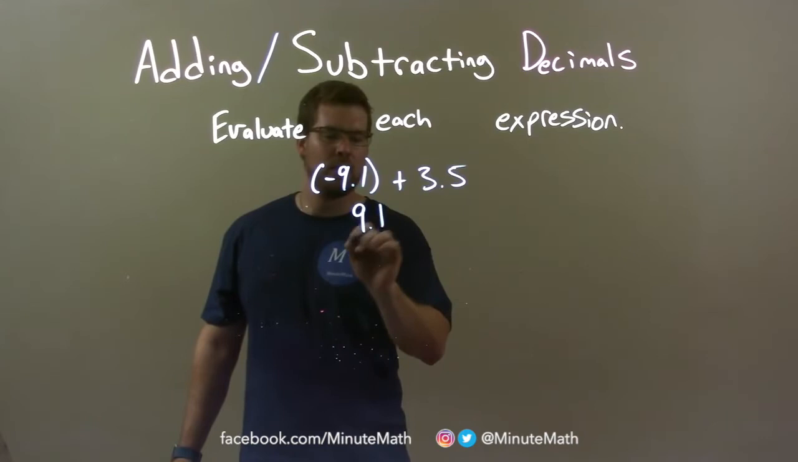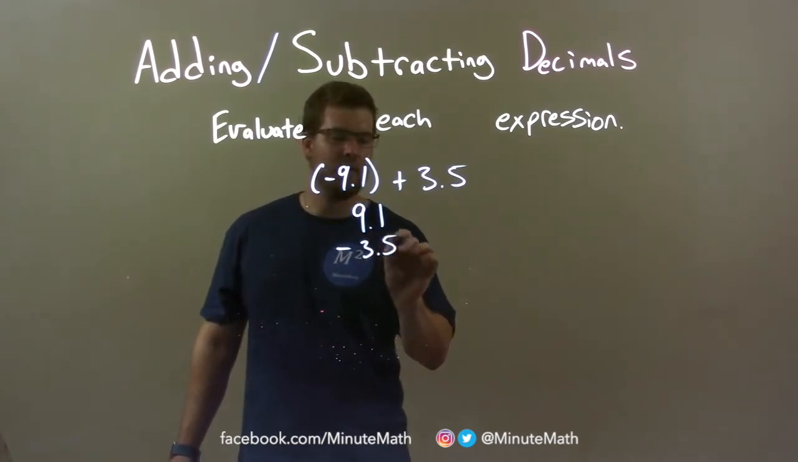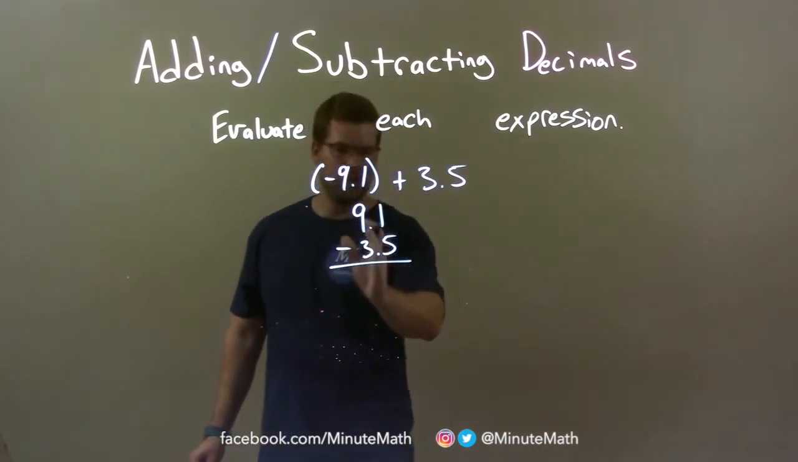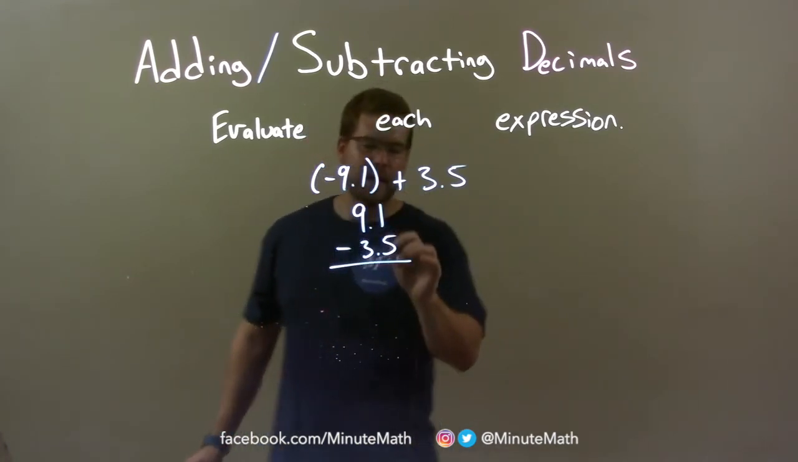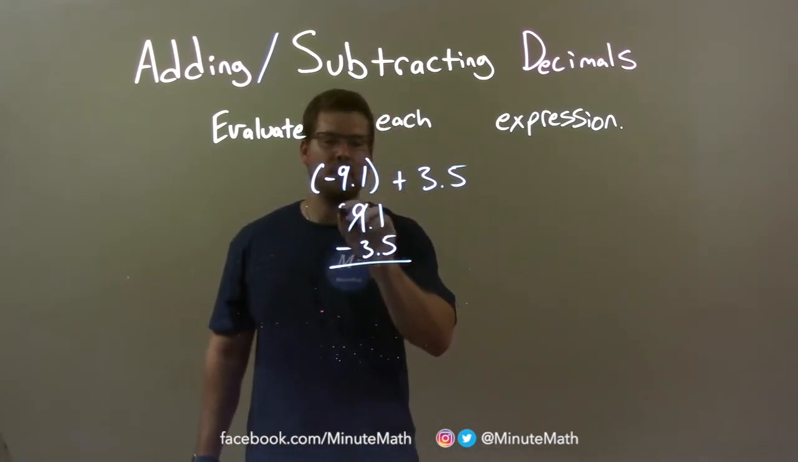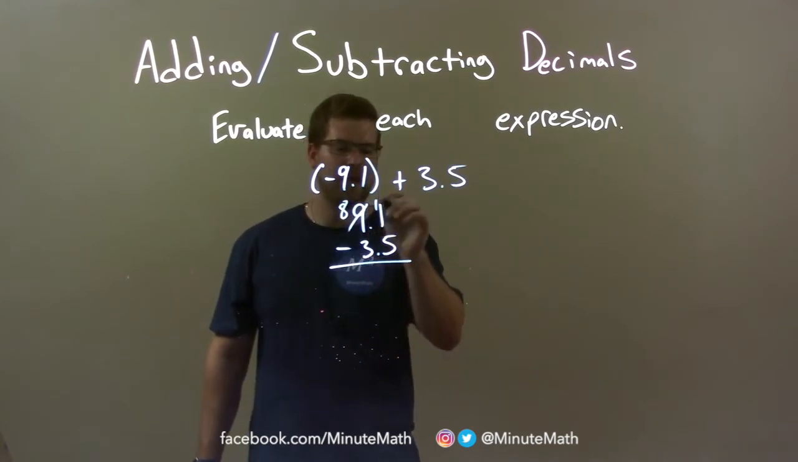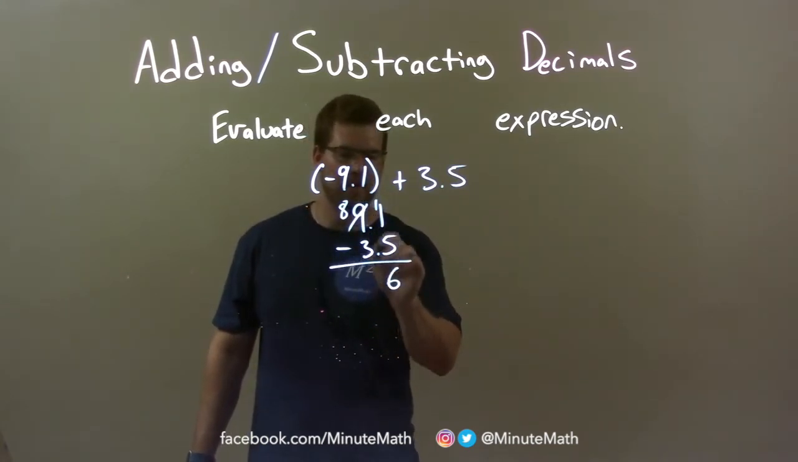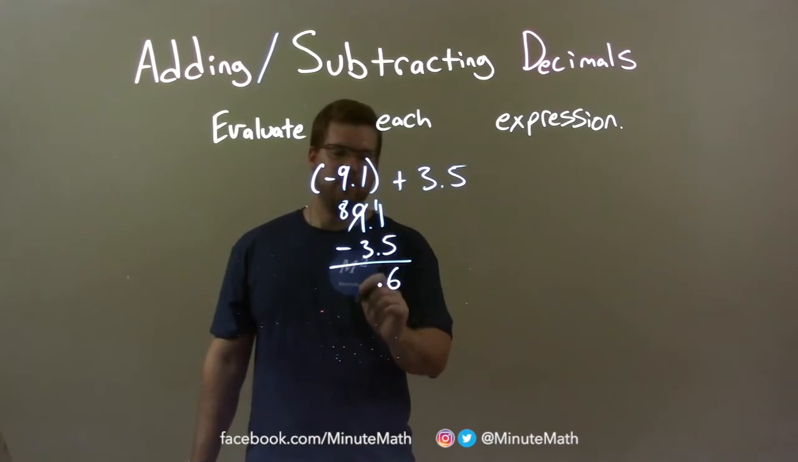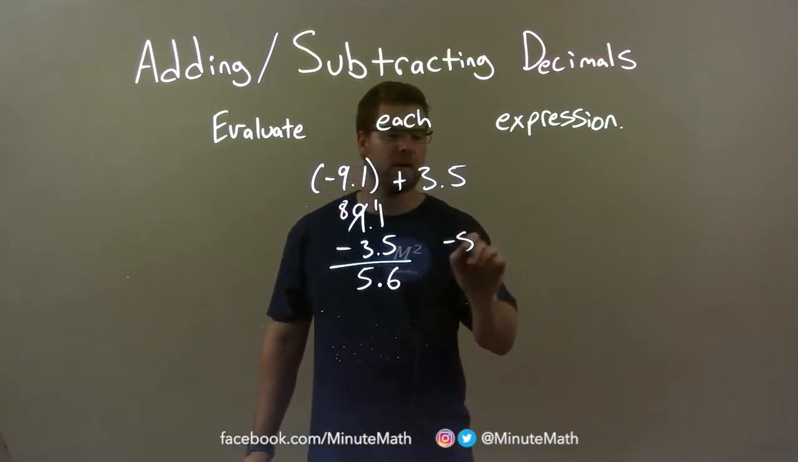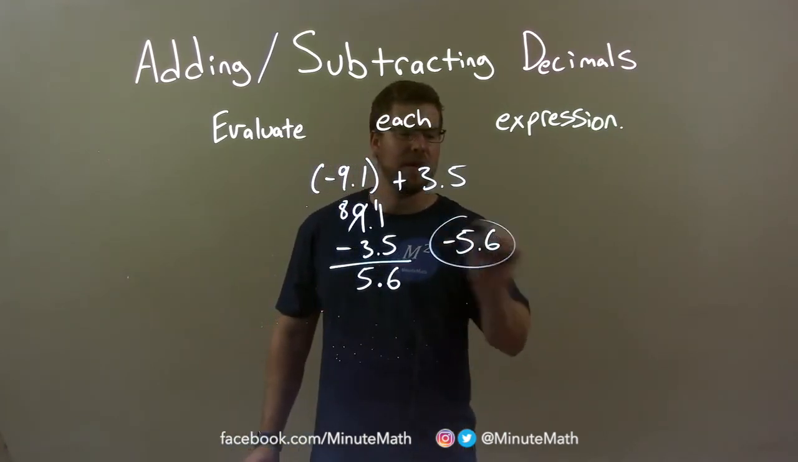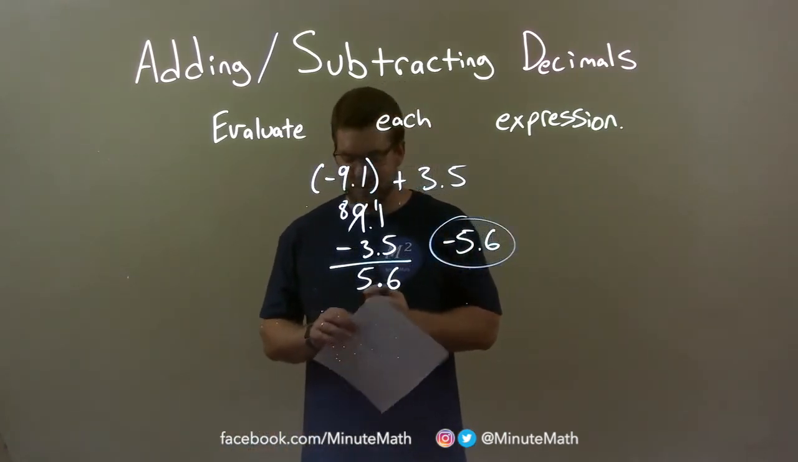So we have 9.1 minus 3.5. Keep them both positive and make sure the decimals line up, but we know our final answer is going to be negative. Well, we can't do 1 minus 5, so 9 becomes an 8, and we carry the 1 over. 11 minus 5 is 6, decimal point lined up, and 8 minus 3 is 5. But again, be careful, my final answer had to be negative, right? So we put a negative on there, negative 5.6 is our final answer.